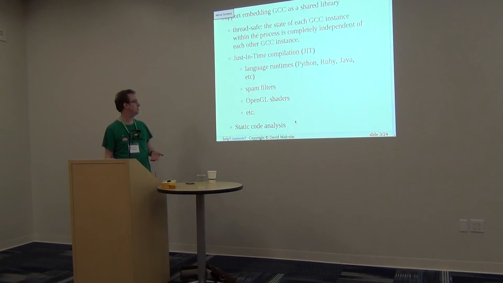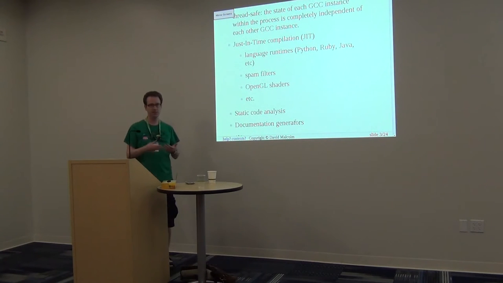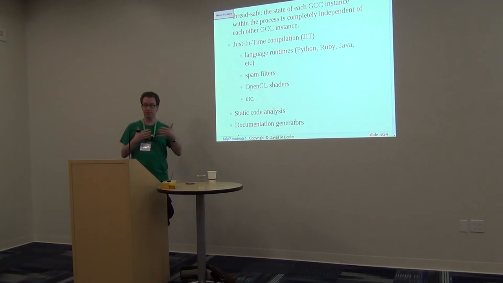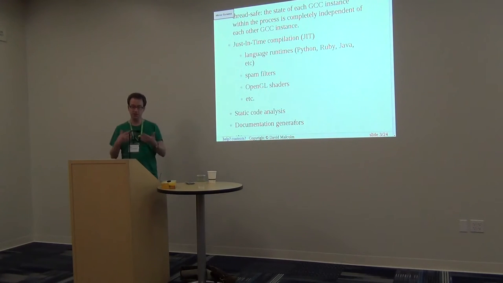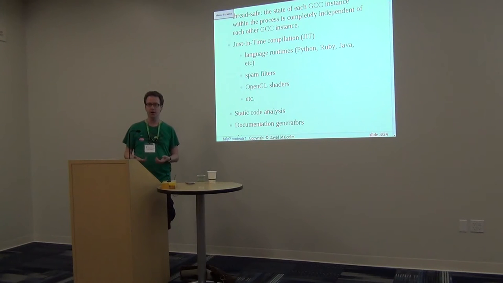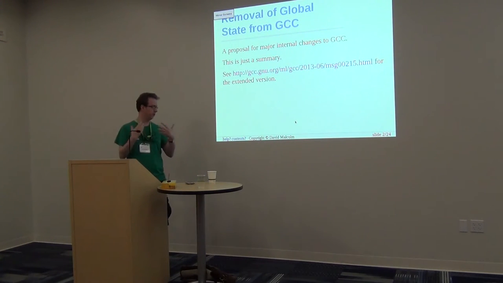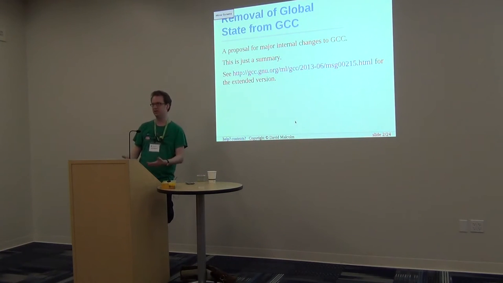Also, I'm interested in doing static analysis, and I've been able to get somewhere with that with plugins, but I'd like to take that further using GCC's code, and documentation generation. Basically, all the use cases where you want to be able to just have a compiler as a library. So that's my main motivation for wanting to do that. I could say modularity, but frankly, it's GCC as a shared library.